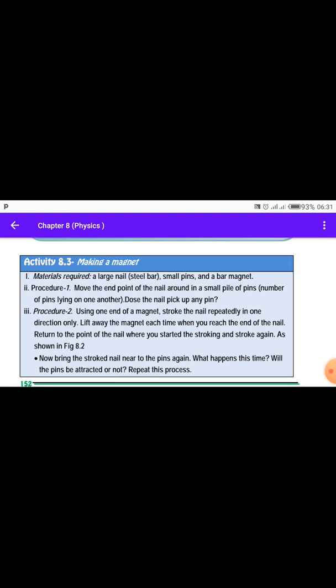Since we only connected the nails, will one nail hold and pull the other nail or not? That is what you say: you will observe whether it pulls or not. Procedure 2: using one of the magnet, stroke the nail, repeated in one direction only. Lift away the magnet each time when you reach the end of the nail and return to the point of the nail where you started, stroking again, as shown in figure 8.2.